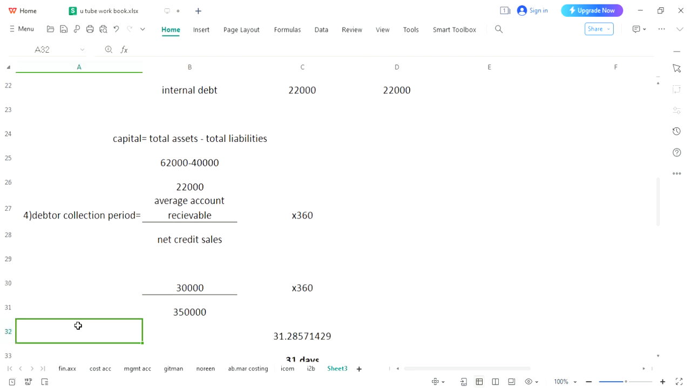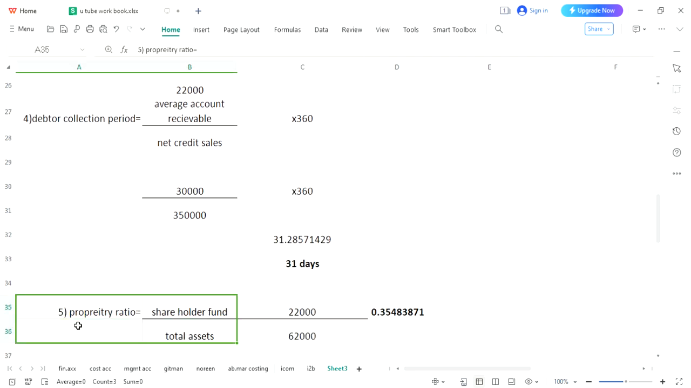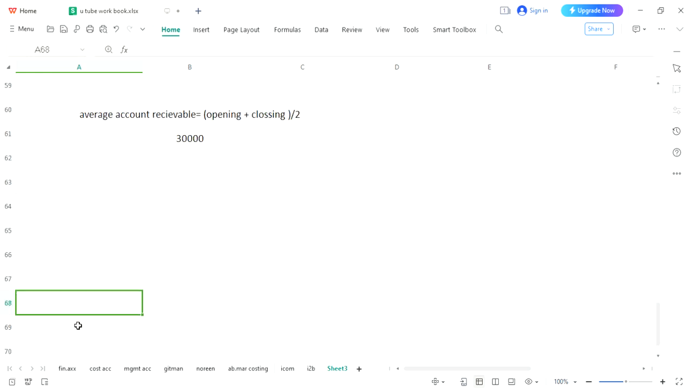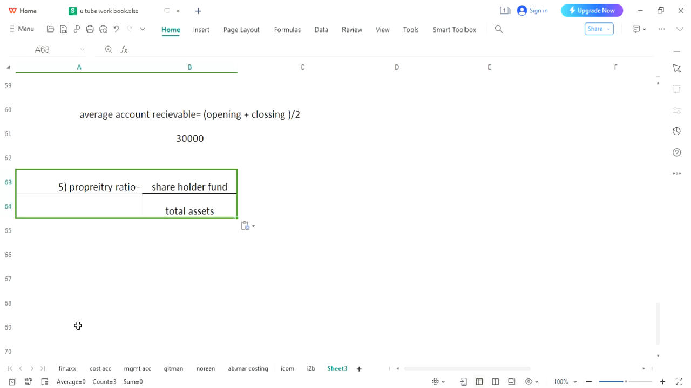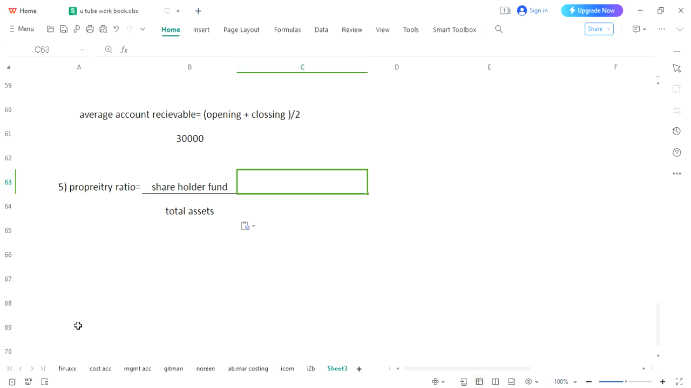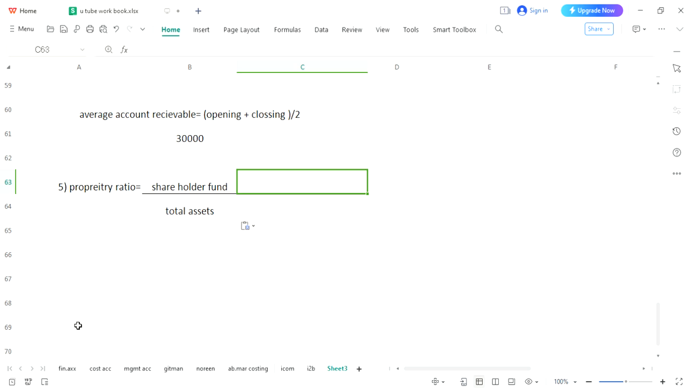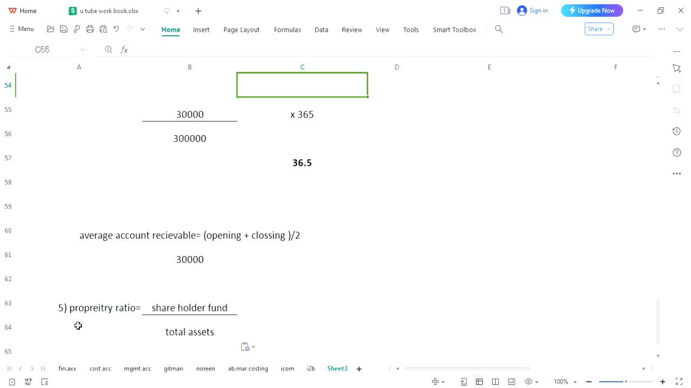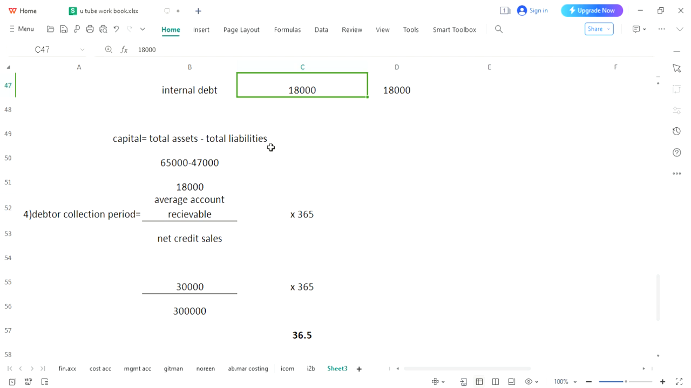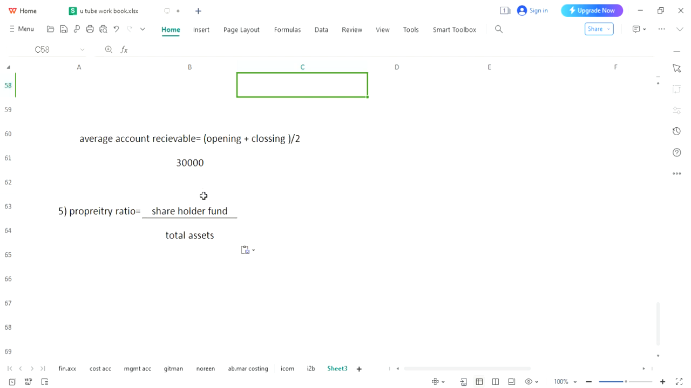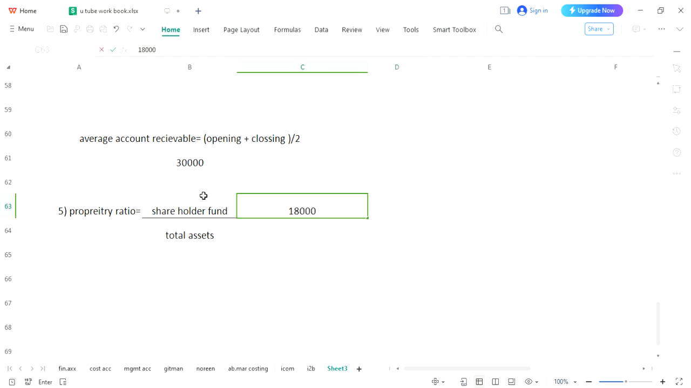We will now see our fifth requirement, which is proprietary ratio for second year. Next time do remember that I will solve only for the first year. For the remaining second or third year you will solve by yourself. So for proprietary ratio we need shareholders' fund and we have already calculated the capital. Look at here, that is 18,000. So the same capital of 18,000 would be mentioned over here. Bottom line for calculation. Next, total assets.